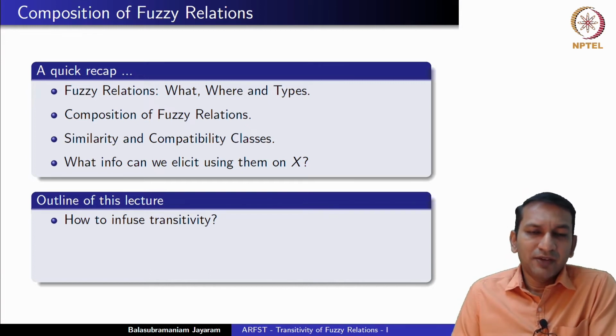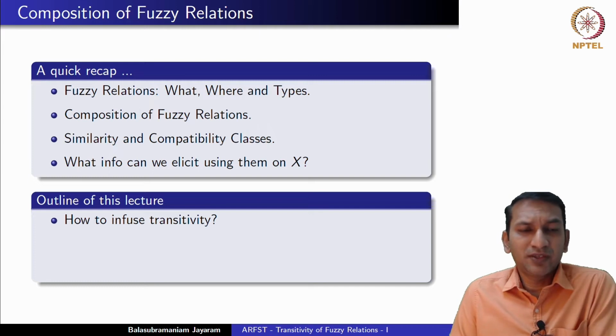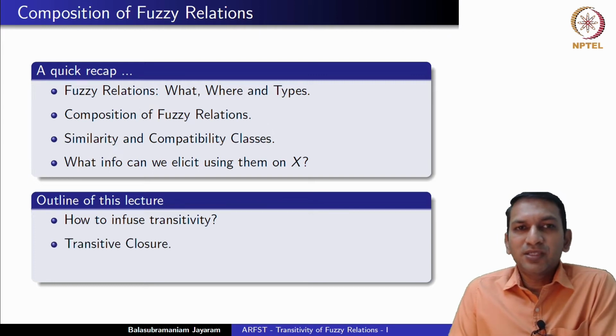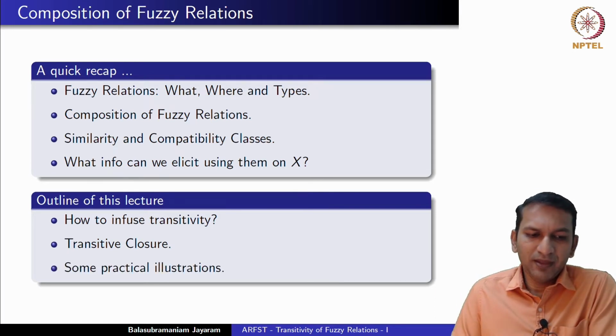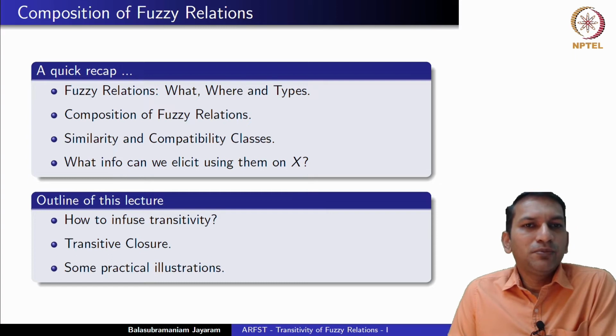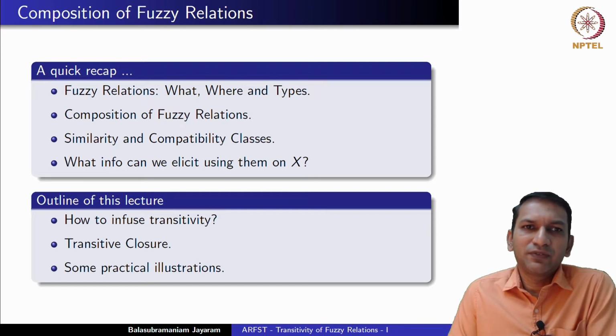In this lecture, we will see how to infuse this transitivity into a given fuzzy relation. We will define what is a transitive closure of a fuzzy relation with respect to a T norm T, and we will also come up with a very simple algorithm to actually calculate or determine this transitive closure. We'll end with a few practical illustrations of what we have seen in the previous lecture, and also in this lecture.